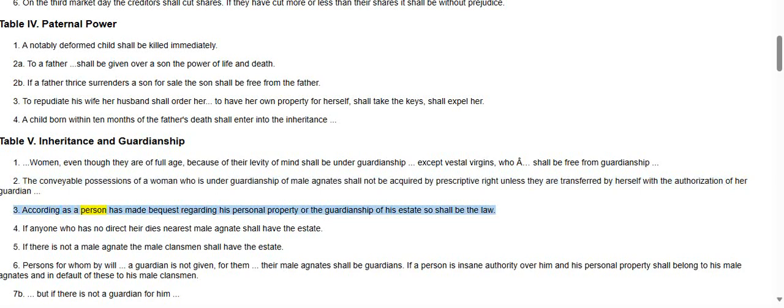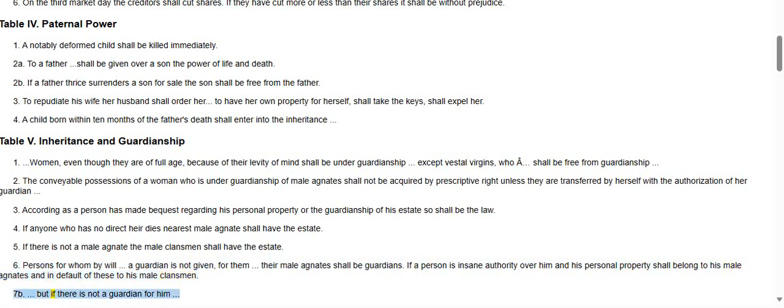3. According as a person has made bequest regarding his personal property or the guardianship of his estate, so shall be the law. 4. If anyone who has no direct heir dies, the nearest male agnate shall have the estate. 5. If there is not a male agnate, the male clansman shall have the estate. 6. Persons for whom by will a guardian is not given, for them, their male agnates shall be guardians. If a person is insane, authority over him and his personal property shall belong to his male agnates and in default of these to his male clansmen.